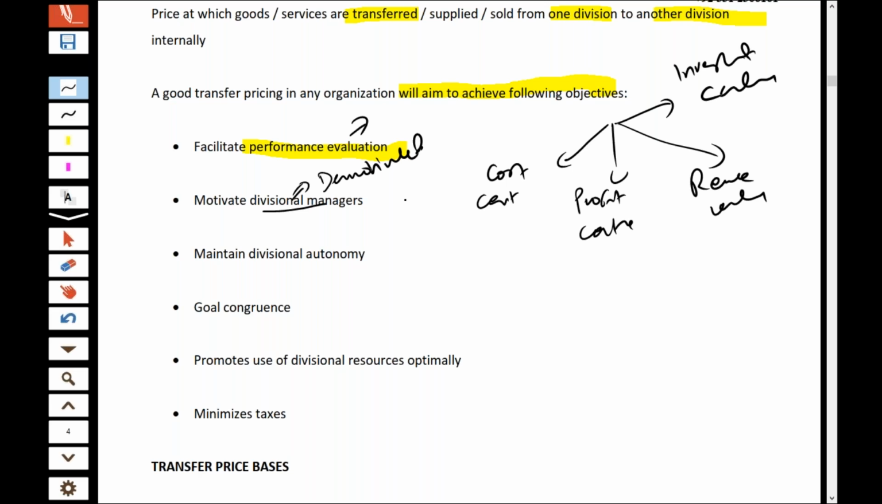Now, what next is there? The next situation is basically maintaining the divisional autonomy, that the divisional autonomy should not be compromised. Now, what next is there? The third thing is that goal congruent behavior should be promoted.